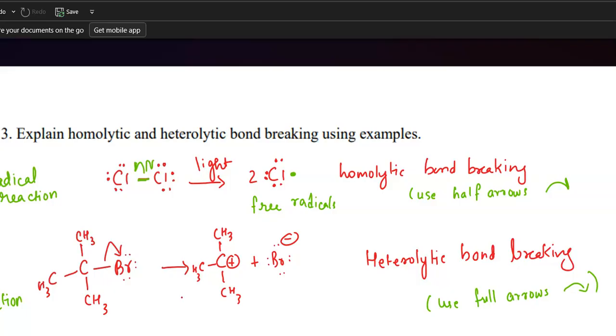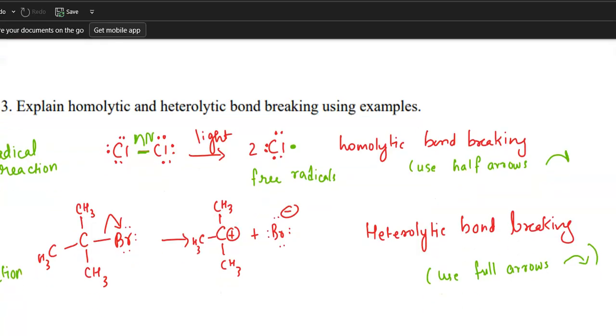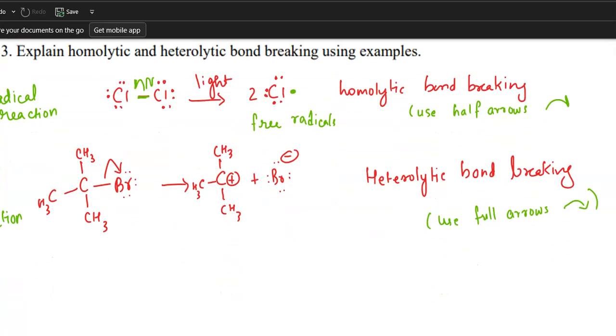Heterolytic bond breaking is where one of the atoms, like in this case bromine, is more electronegative than carbon, and it pulls the electron towards itself, creating a positively charged center on the carbon. So this is a polar reaction, and that's an example of a heterolytic bond breaking. In homolytic bond breaking, you use this fish hook arrow, where half the arrow is drawn, and in heterolytic bond breaking, you actually use the full arrow like this.